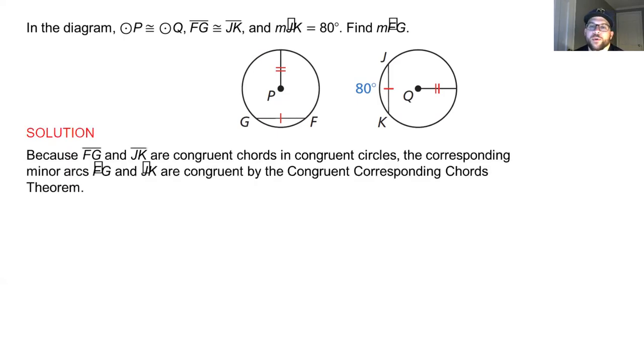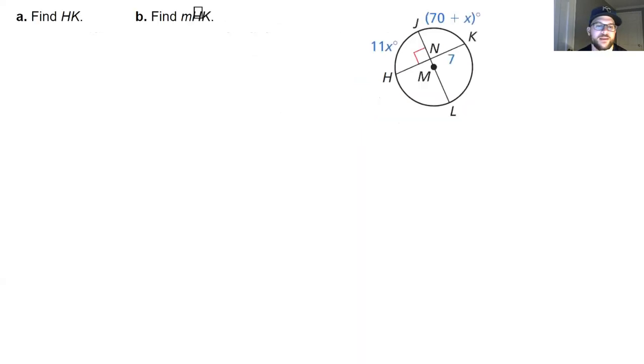Because both of those chords are congruent and the circles are congruent, you can assume that the arc measures of the corresponding chords are congruent. Since the arc measure of JK is 80, you can say that the arc measure of GF is 80. I don't know why that says 808. Maybe that 8 was supposed to be a degree symbol that did not get inputted, but it's supposed to be 80 degrees.